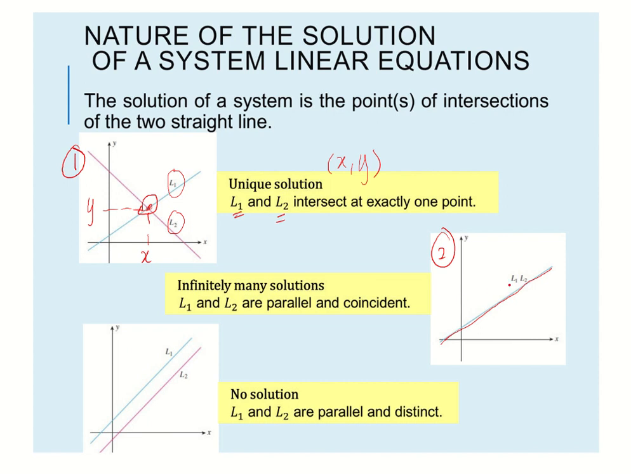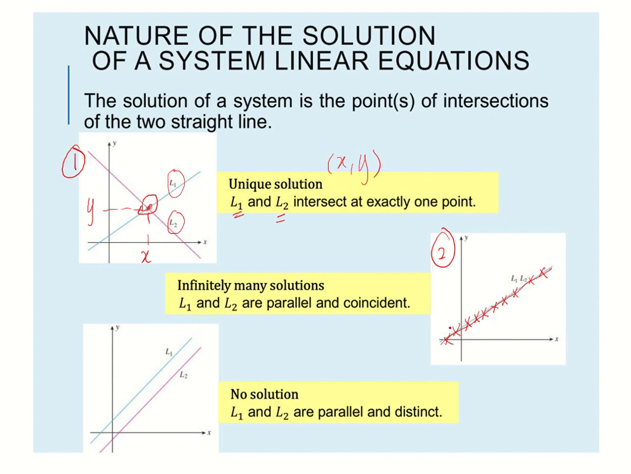Right, how many intersection points? Now we can see that every point is an intersection point, right? So every point is an intersection point. Therefore, we have many solutions. Remember, the intersection point is the solution. So if we have one intersection point, we have one solution.